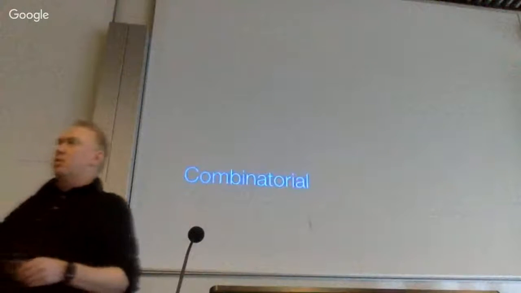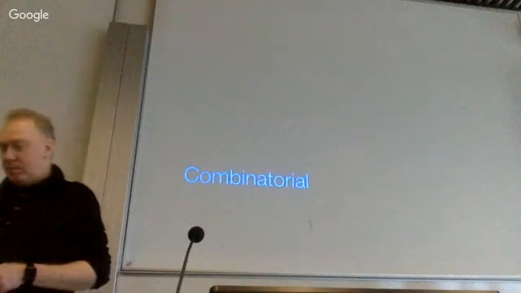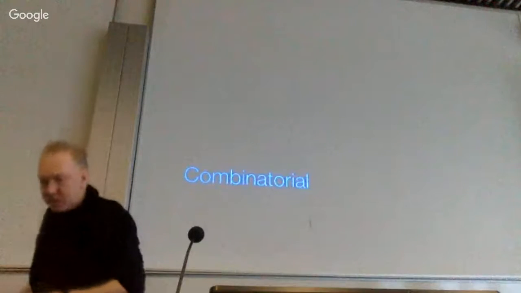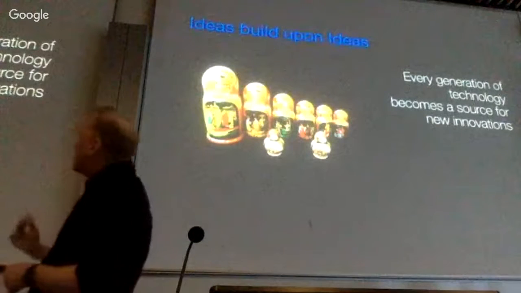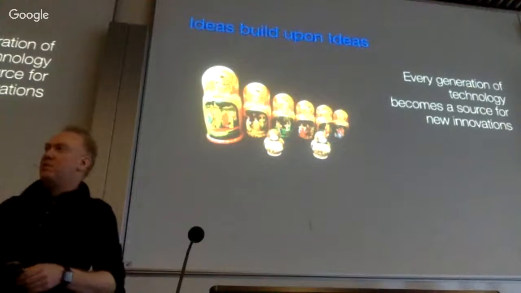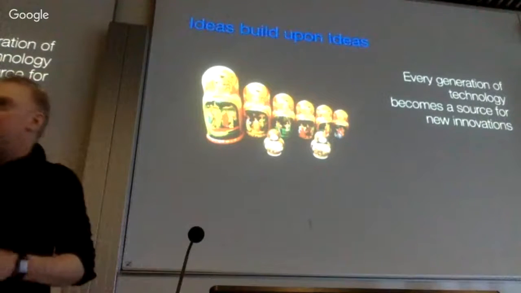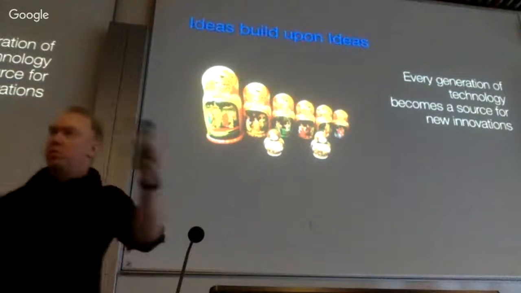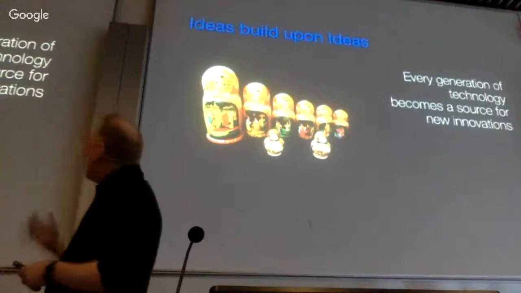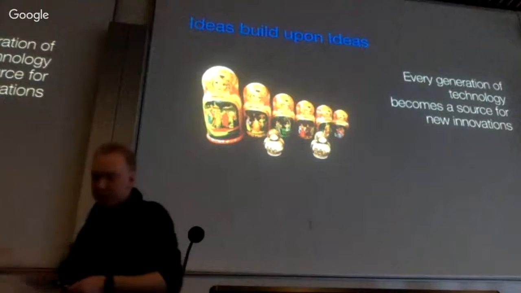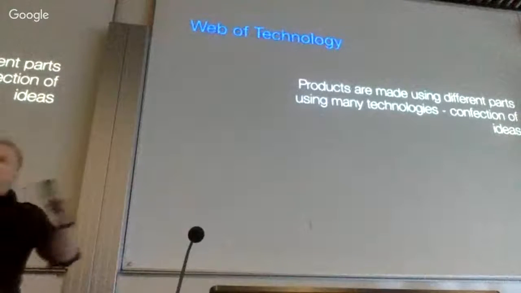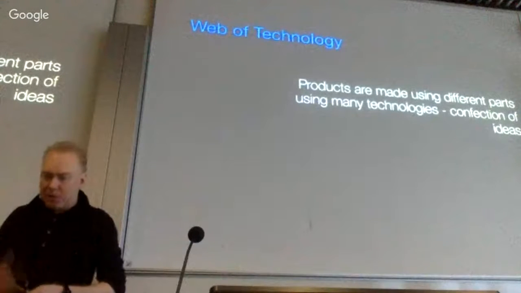Now, technology is also, as we will see, combinatorial. And now we are getting to this adjacent possible, how it works. Combinatorial, what does that mean? Well, ideas are built upon other ideas. So you take something that exists, you add something to it, or you take two things and add them together, you do something that will change the invention. Every generation of technology becomes a source for the next one. So it's a combination of ideas that results in somebody building something new. This is how innovation happens.